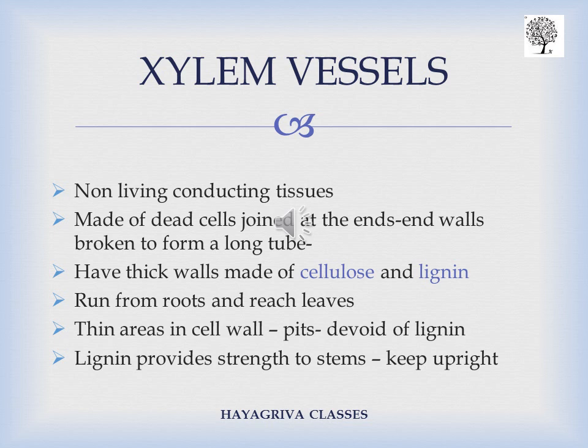So xylem vessels also have some things called pits. Okay, pits means they are not open pores, but in the cell wall, where there is no lignin, that part of the cell wall will be thin. Okay, so those regions we call pits. Generally what I am trying to say is pits means unthickened cellulose cell wall. Okay, so this is what is present in the xylem.